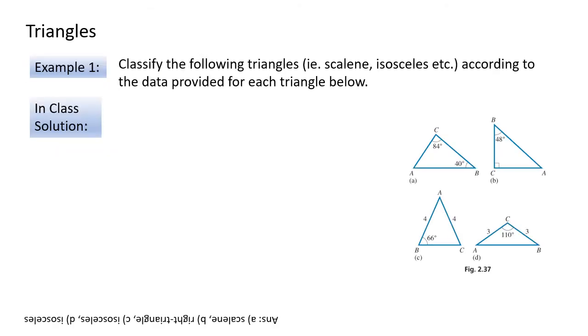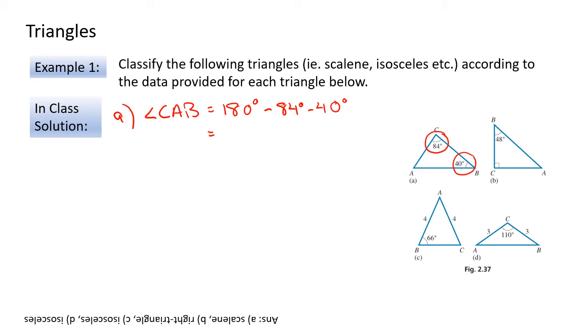First of all, going back, I want to classify each of these triangles according to the data provided for the triangle below. So in other words, based on the angles provided, and in some cases dimensions of sides. So triangle A has an 84-degree angle and a 40-degree angle. So they're different. The third angle then, angle CAB, must be equal to 180 degrees, the starting point, because remember all angles in a triangle have to be 180 degrees, minus the other two angles, 84 degrees minus 40 degrees.